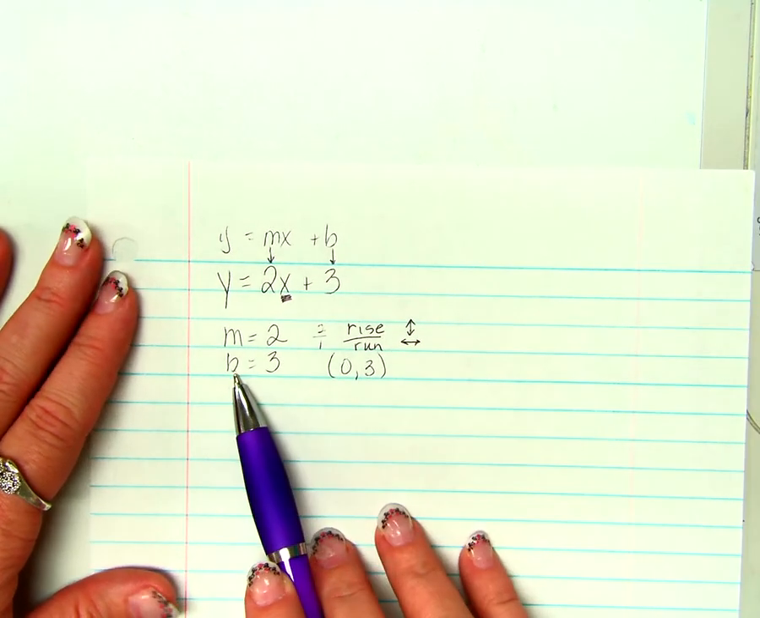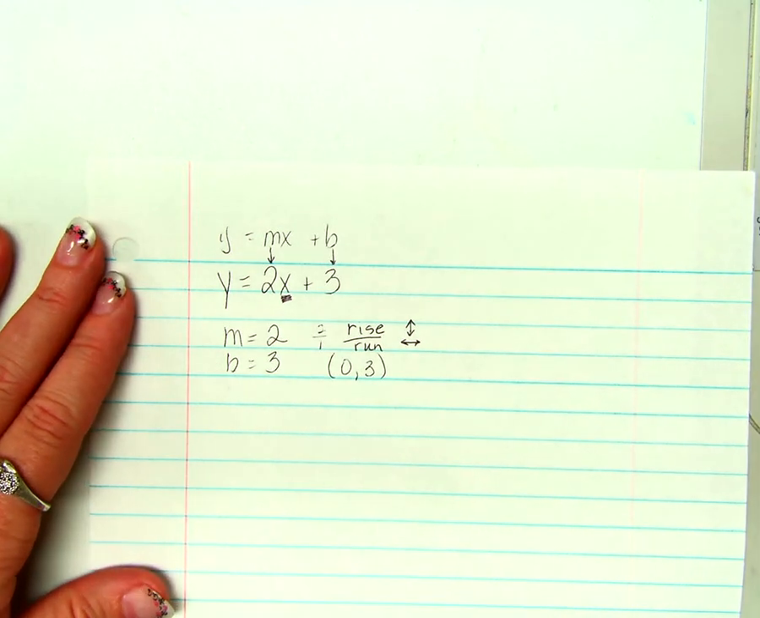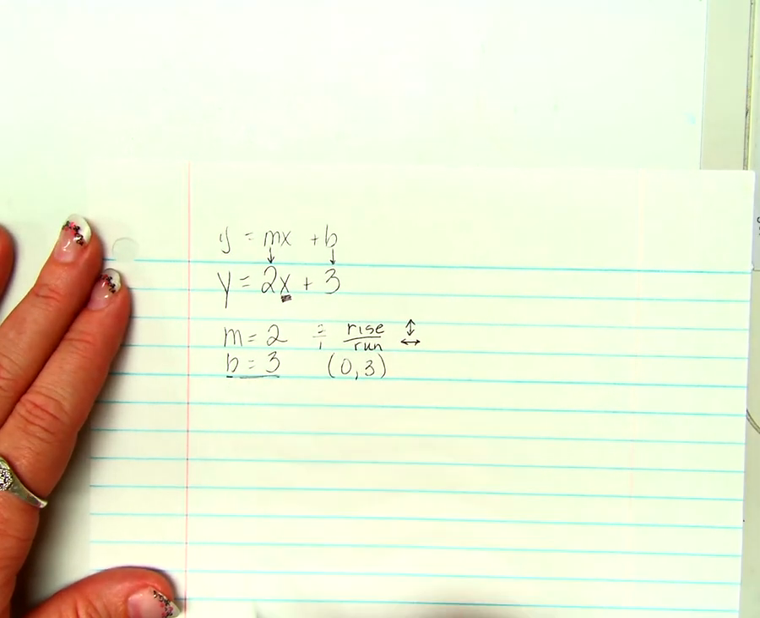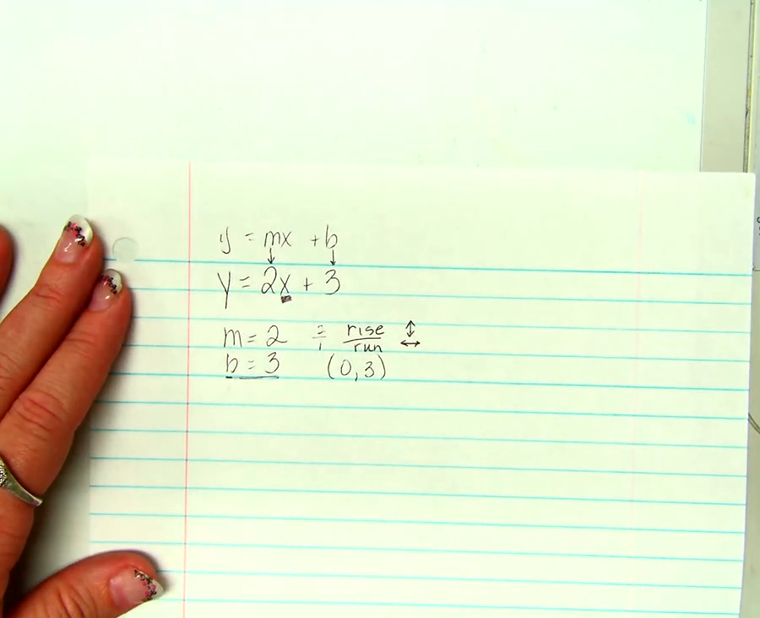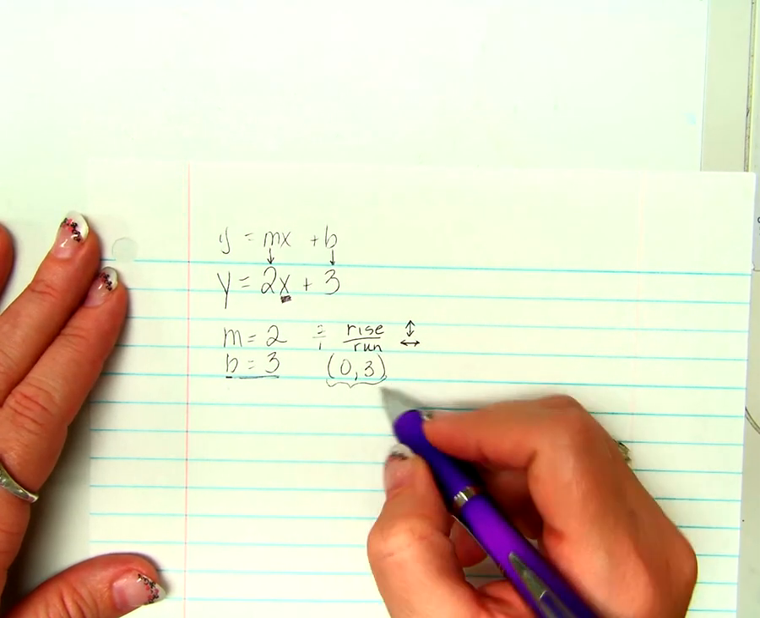Okay? But when we write our b, we don't just write 3 unless it specifically asks for b, like this. We have to know in our brains that this is actually the y-intercept, and we want to write it as a point. We want to write it (0, 3).